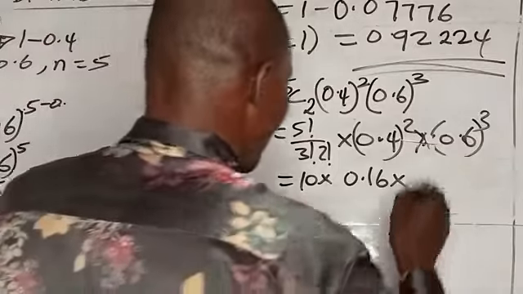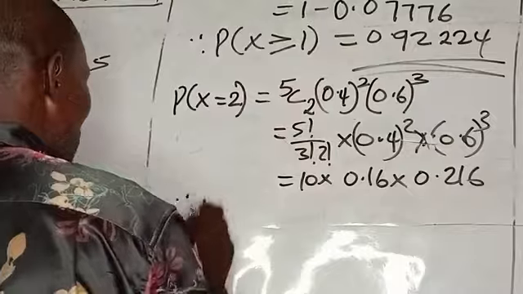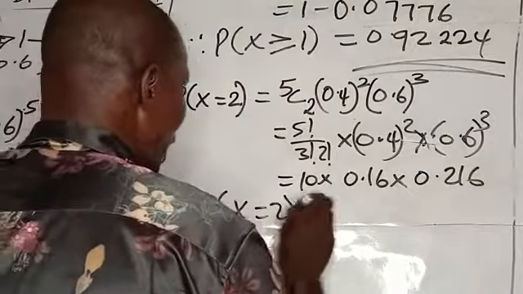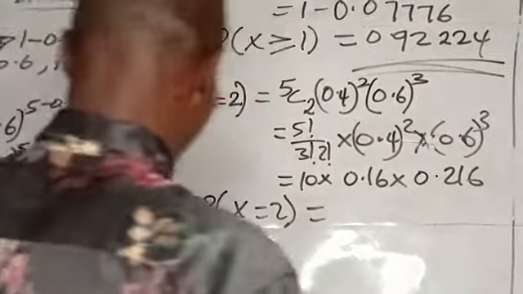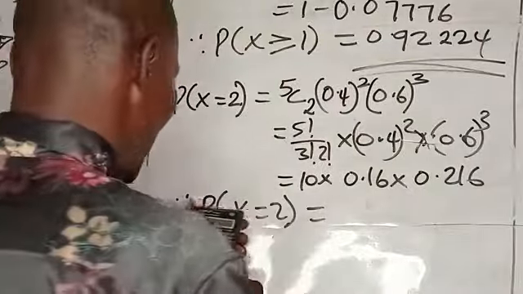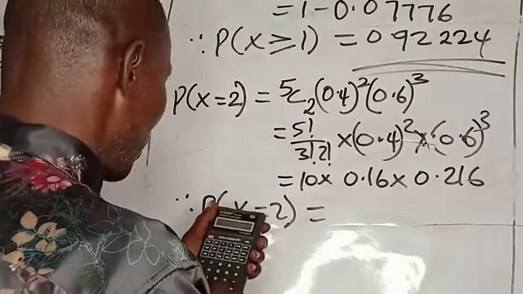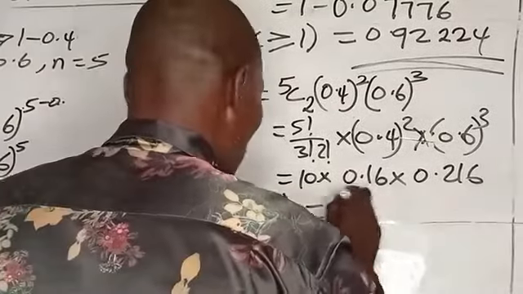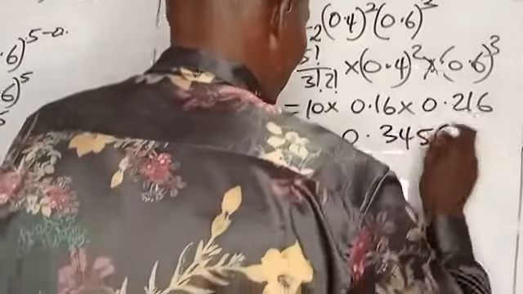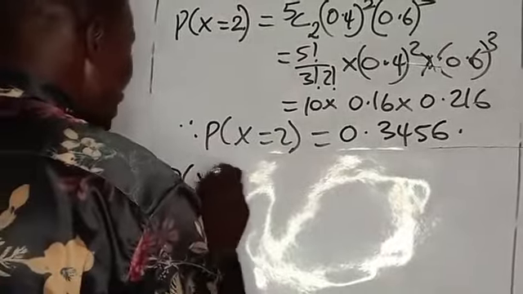That gives us 0.216. Now let's multiply. Therefore, probability of x equal to 2, exactly 2. So let's multiply 0.216 times 0.16 times 10. This gives us 0.3456. Now, let's also solve for probability of x equal to 3.